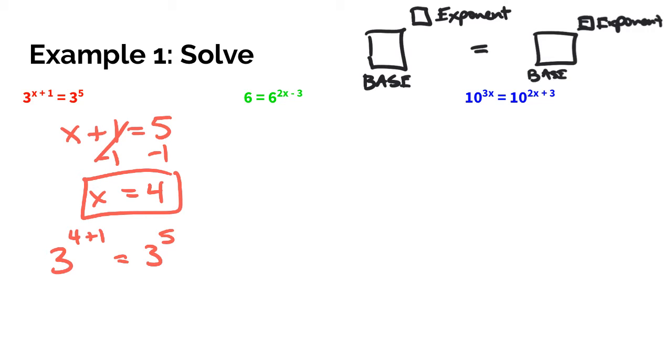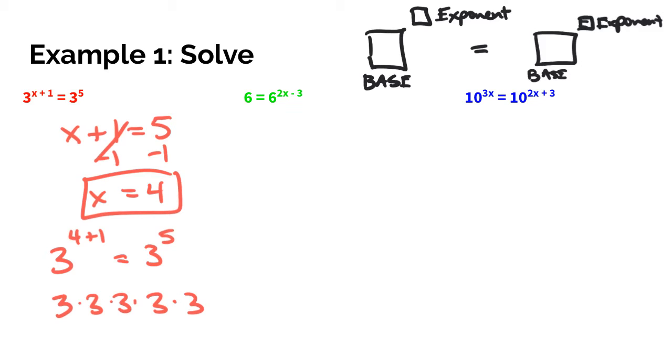Now I'm not really concerned about what 3 to the 5th means, but if I was, 3 to the 5th means 3 times itself 5 times. But the idea is this: we're solving this equation for x, but we're looking at it in terms of the exponents.